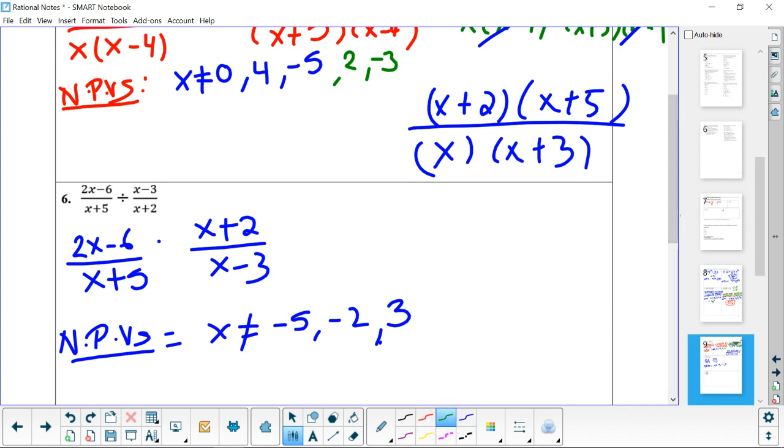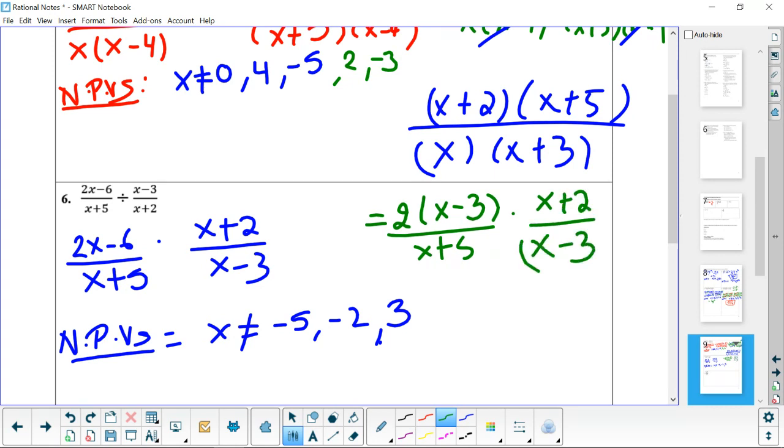To do that, let's first simplify this first part here. So 2x minus 6, 2 is the greatest common factor. So I'll be left with x minus 3 in the bracket. And there is x plus 5 in the denominator. X plus 2 divided by x minus 3. So now these x minus 3 and x minus 3 cancel out. So our answer is 2 times x plus 2 divided by x plus 5.